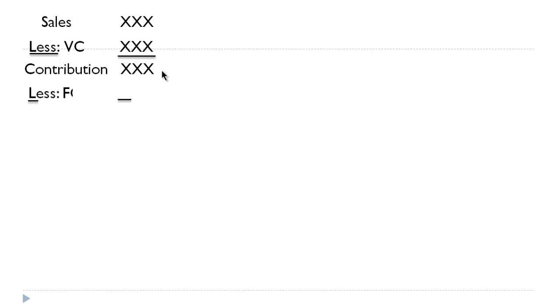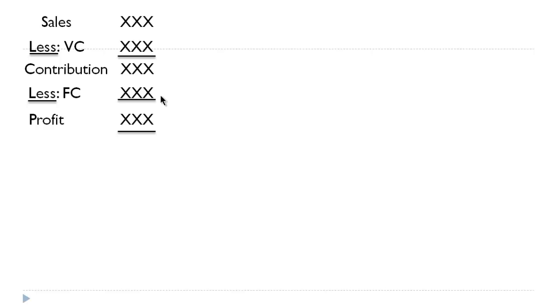From sales, instead of removing a single cost item, I'll remove the variable cost first. Once variable cost is removed, what we get is known as contribution. Because from sales, if you remove variable cost, you get a profit, and that profit is called contribution, because this portion is going to contribute to covering the fixed cost and to giving profits to the owners. So from contribution, if you remove the fixed cost, what you get is known as profit.